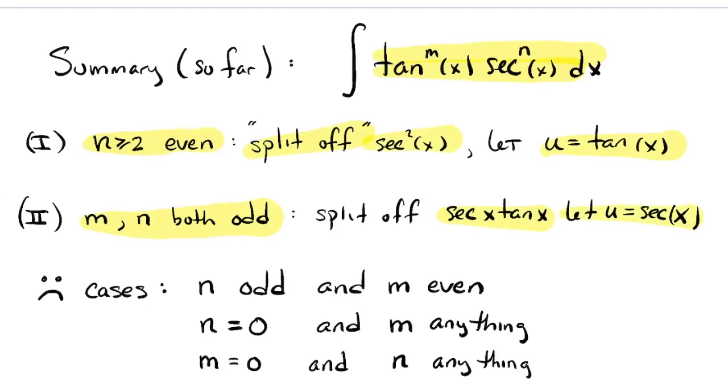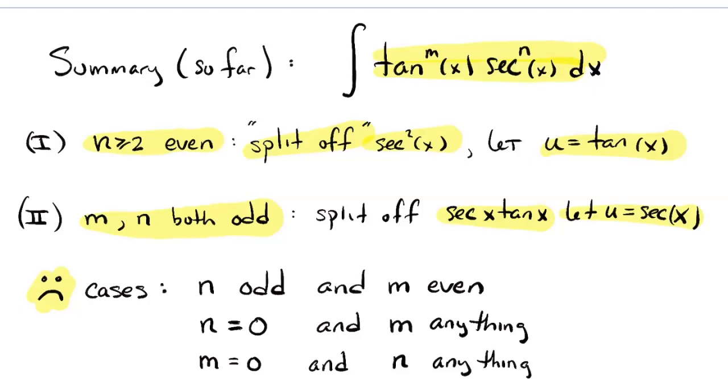Splitting off one power from your odd tangent will leave an even number. You can rewrite everything in terms of secant, let u equal secant. It's like the second example. So the other cases, I don't mean to make them so frowny face, but they're not as nice to me as the first two cases.